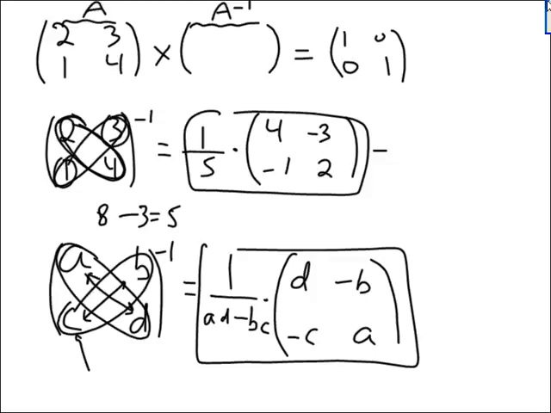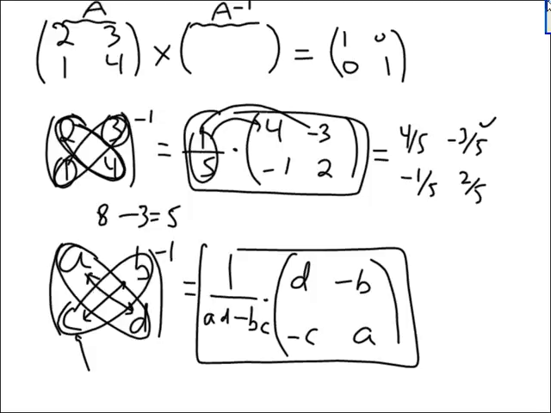If you want, you can absolutely say it's 4 over 5, negative 3 over 5, negative 1 over 5, and 2 over 5. Of course, 1/5 times 4 is 4 over 5. 1/5 times negative 3 is negative 3 over 5, etc. It's a very mechanical way of finding the inverse of our 2 by 2 matrix.